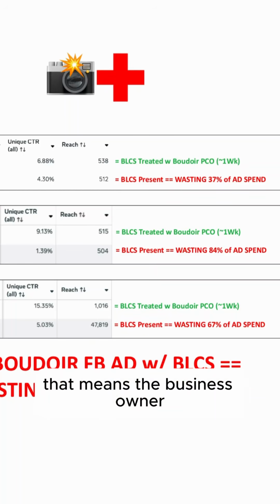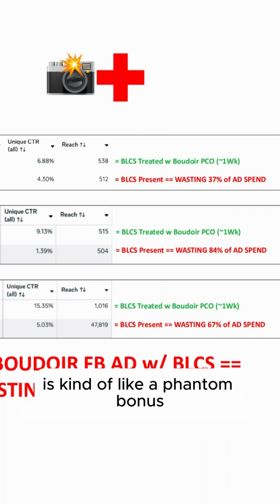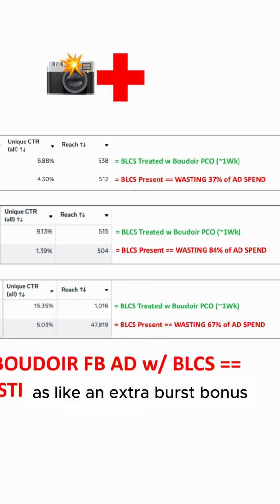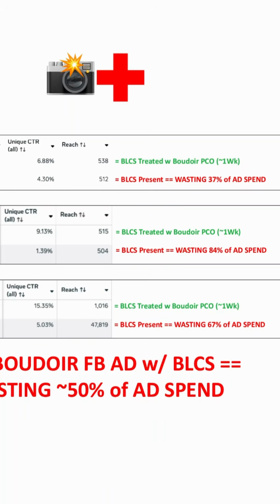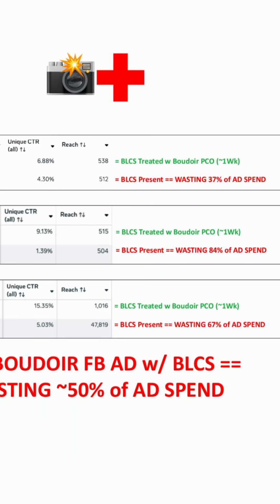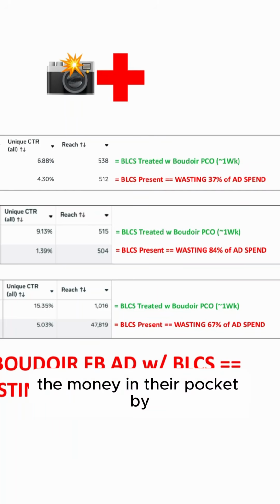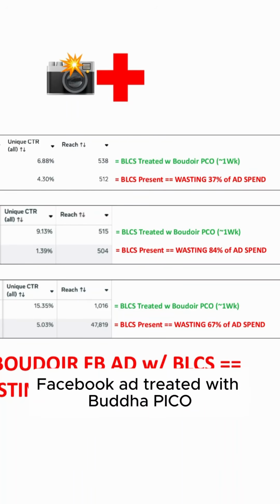And that means the business owner, the Boudoir photographer, can pocket that $8,400 a month that they no longer have to spend, as kind of like a phantom bonus, like an extra burst bonus. They can actually increase the money in their pocket by like 100 grand over the next year, literally by just having their Boudoir Facebook ad treated with Boudoir Pico.